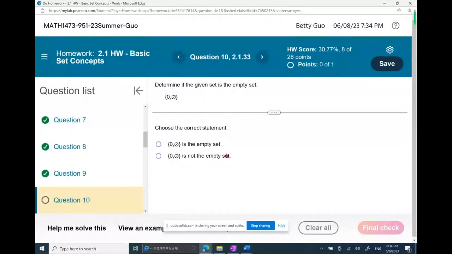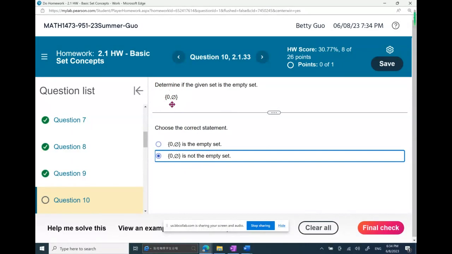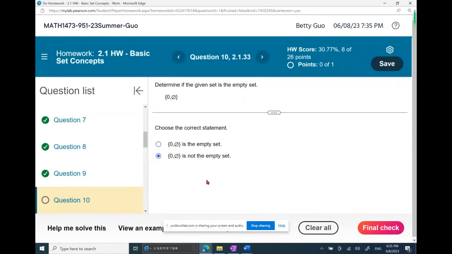Determine if a given set is empty or not. Definitely not. Okay. This is not the empty set. It is not empty because it has 2 elements. The first element is number 0. The second element is the empty set. The empty set could be an element or object in the set. You guys see that, right? Yes. If anything is challenging or confusing, or sometimes people make a mistake, that is one of them.